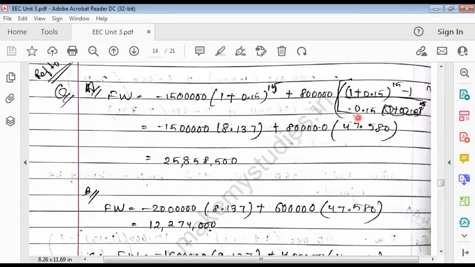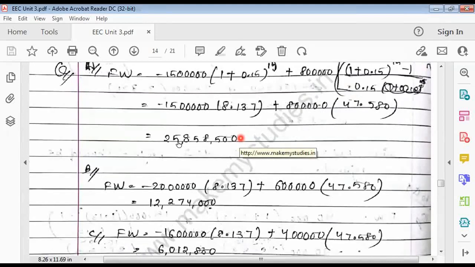Okay, so the second formula has been used, and very rightly, because as I said, 8 lakh rupees you are expecting to get every year. So this is an annuity problem, and accordingly the second formula has been used. And look at the FW value for A: 2 crore 58 lakhs 58,500. The FW amount you got at the end is 2 crore 58 lakhs 58,500.